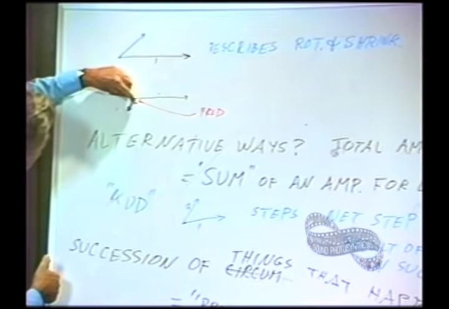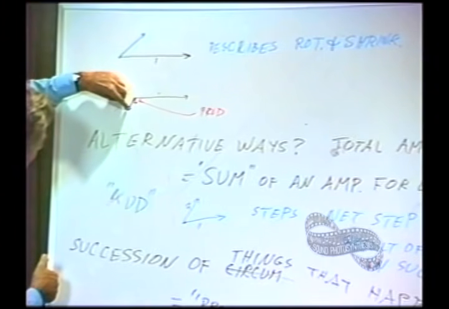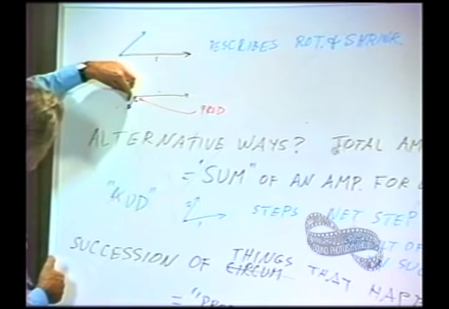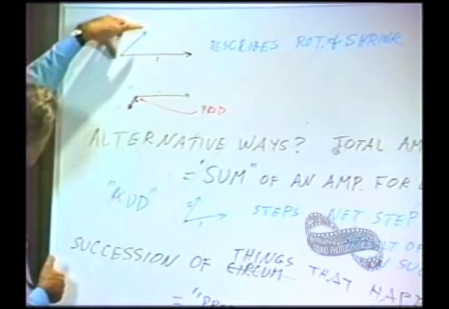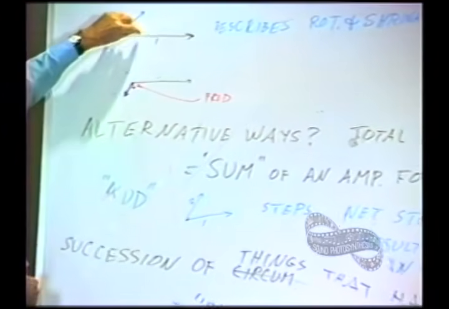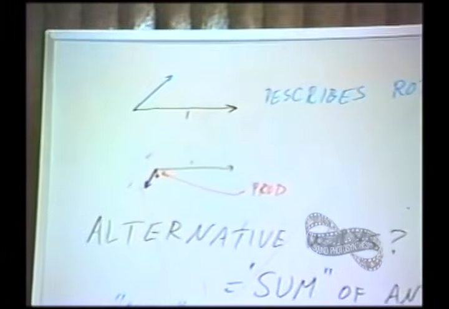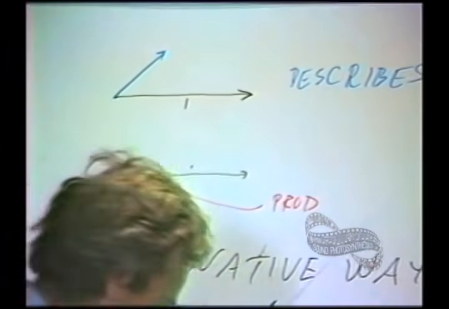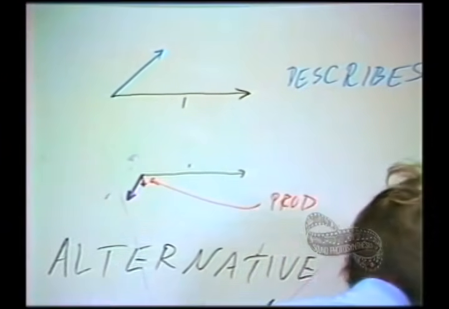It bears the same geometric relationship to the purple arrow as the blue one bears to the black one. In other words, it's supposed to be turned the same degree and shrunk the same degree as this blue is relative to the black. That is, this is to that as this is to that. That's the way multiplication works with numbers, it's the same. That's why we call it multiplication.